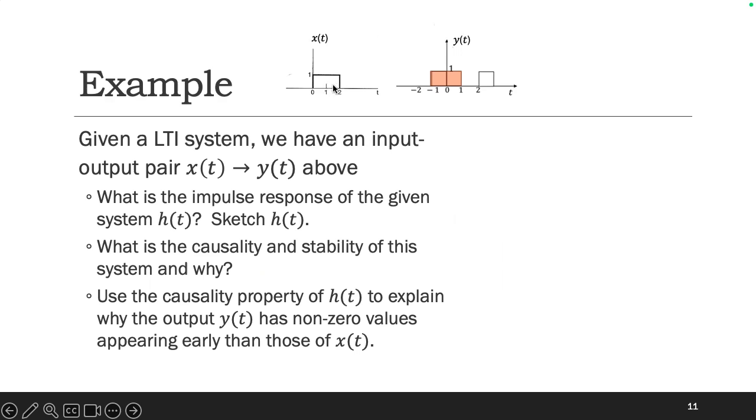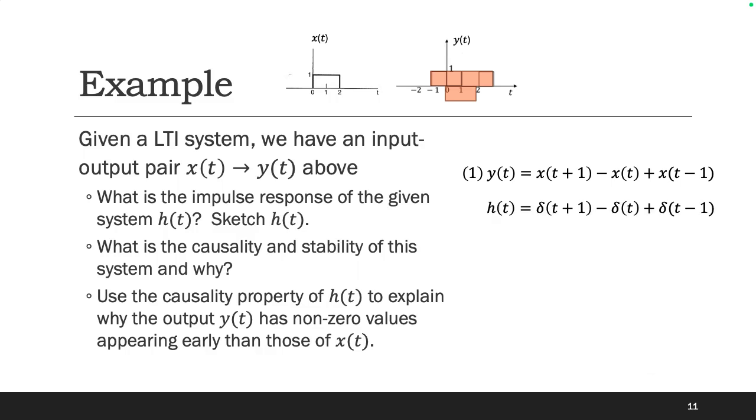We have an x(t) and we also have a y(t). This is y(t), and I want you to find the impulse response. You can see from this one that you can represent y(t) using x(t), am I right? If you have this equation, you can easily get the impulse response. And then, based on the impulse response, you can decide if it is causal or not causal, stable or not stable.